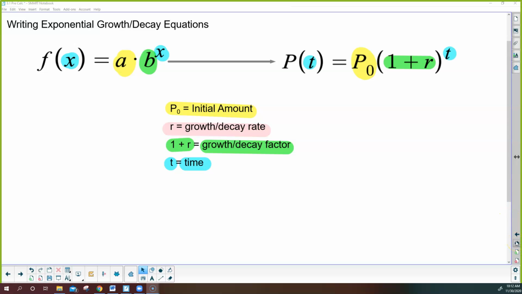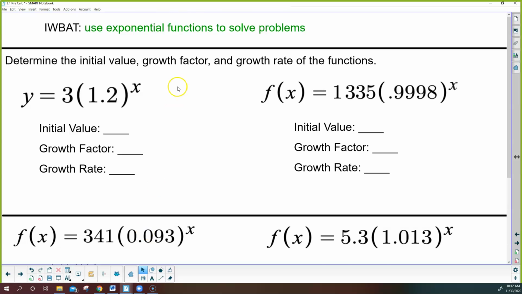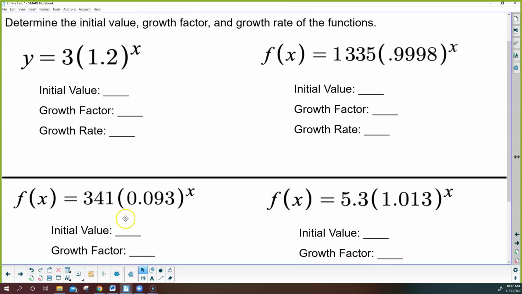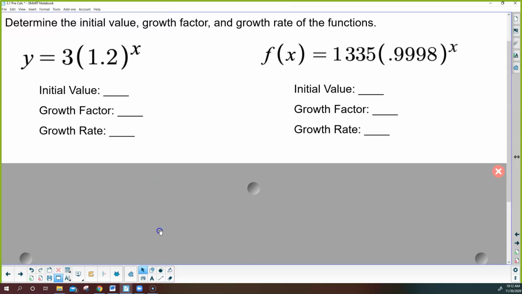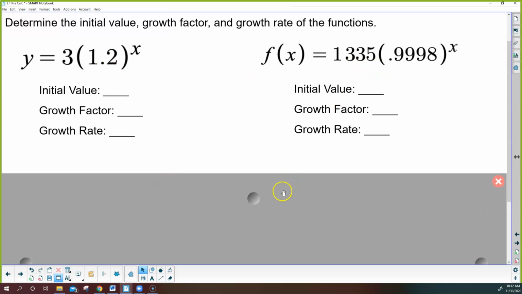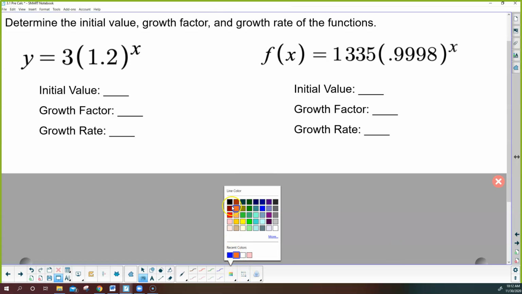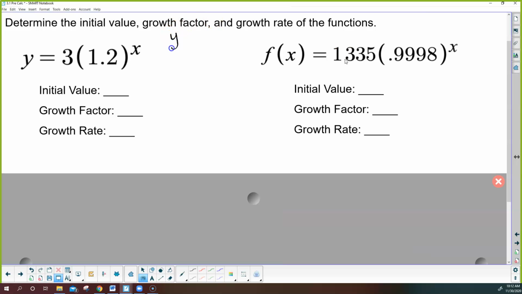So I'm going to jump to this piece. Now here's where I don't want you to write this down. I'm going to do these first two problems together, and then I'll have you do the last two, just so you can see how this works. And some students like to have this written out. So what was it? It was your initial amount, P sub 0, and then 1 plus the rate times the time. So this is the equation that we're comparing it to.